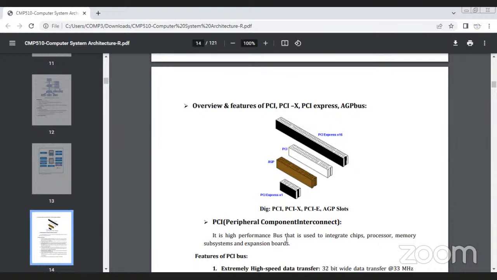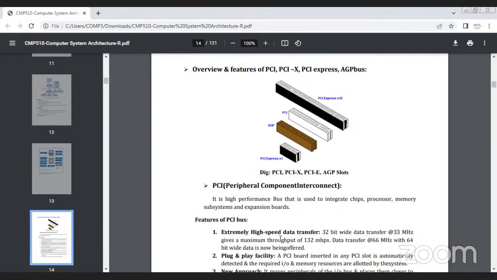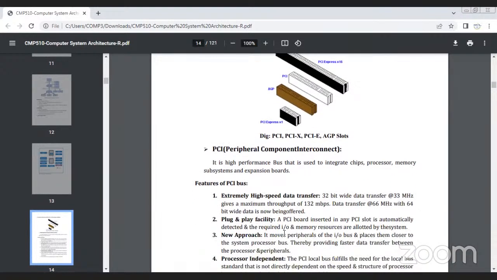It is a high performance bus that is used to integrate chips, processors, and memory subsystems and expansion boards. It is known as a high performance bus that is used to connect the chips, processors, memory, subsystems and expansion boards.